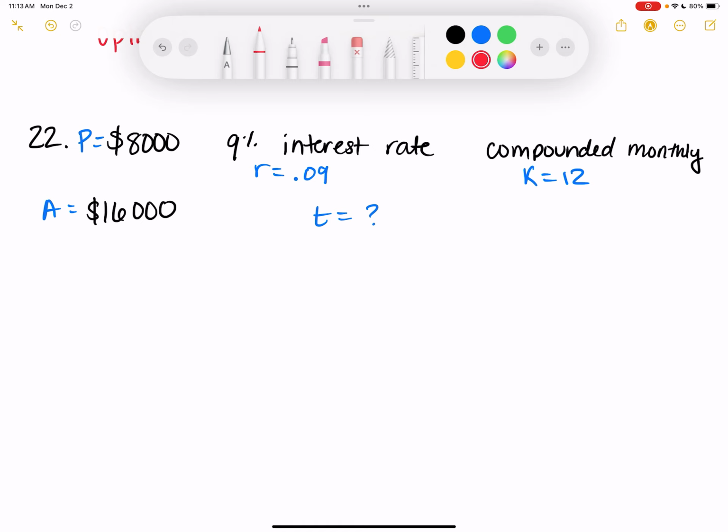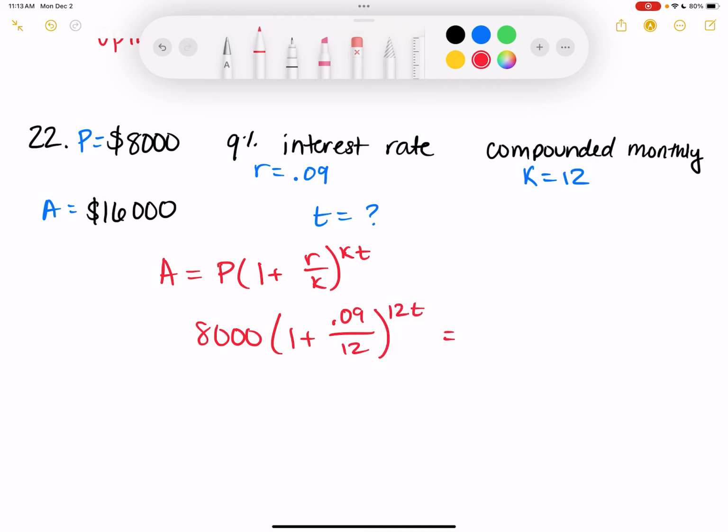So our formula is A equals P times (1 plus R over K) raised to the KT. We need to plug stuff in, and ultimately we're trying to solve for T. I'm going to put the A on the right-hand side because I'm going to have to use a log to undo the exponential. So I'm going to do 8,000 times (1 plus 0.09 divided by 12) raised to the 12t equals 16,000.